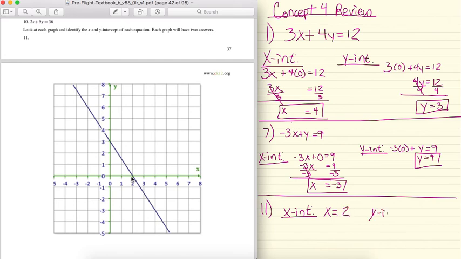And the y-intercept, where does it cross the y-axis? That would be right here. That's when y is equal to 3. If you were to write these as ordered pairs versus x equals or y equals, the x-intercept would be written as (2, 0), and the y-intercept would be written as (0, 3), where there's a comma in between them.